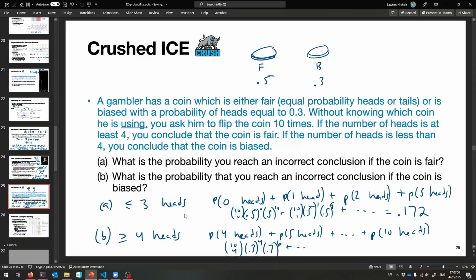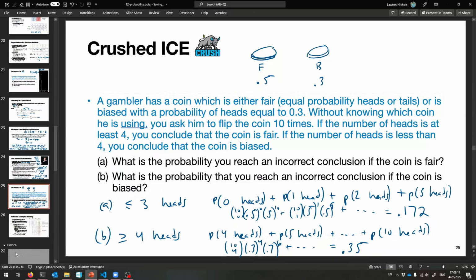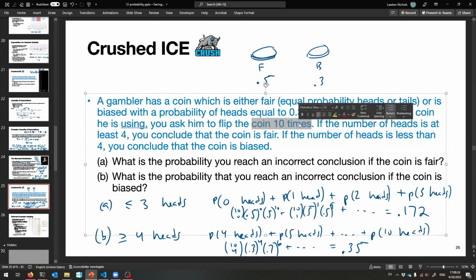And so if you add all these together and do all this calculation, it's 0.35. So a 35-ish% chance that you were wrong when the coin was biased. The odds seem to be in your favor, but this is all a game of chance. It's all probability based, right? So there's a possibility still. There are universes where you were wrong, even though you asked the gambler to flip that coin 10 times.